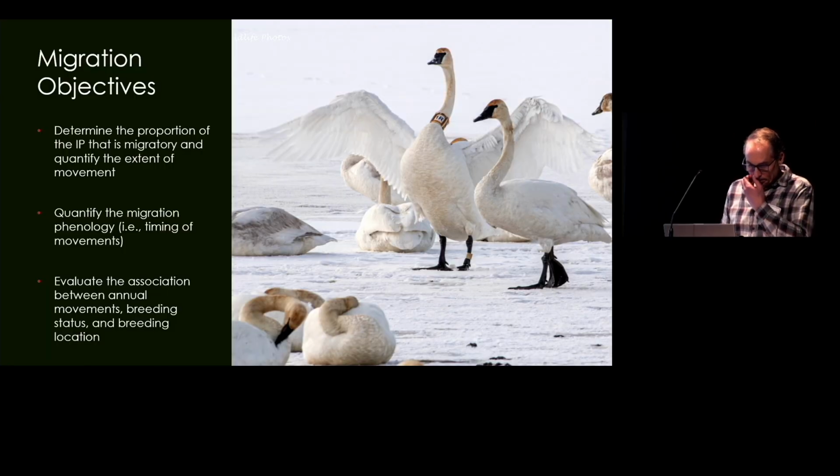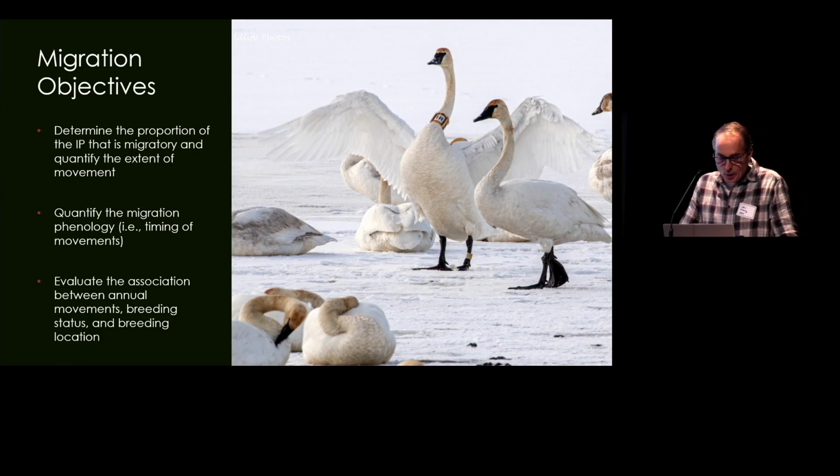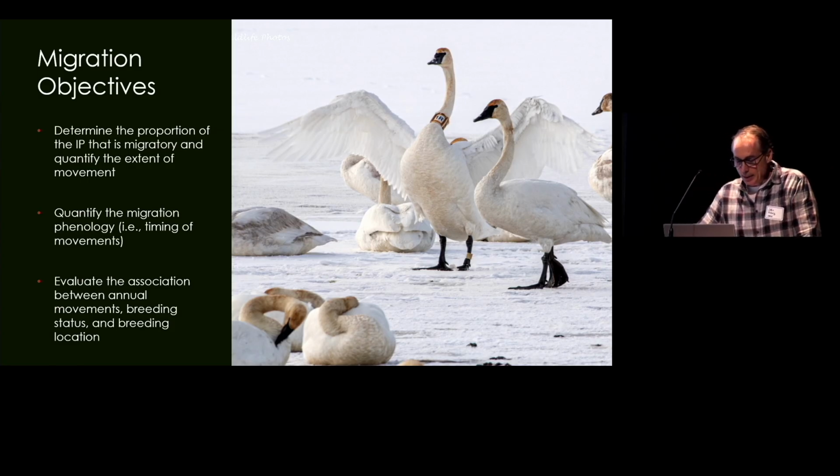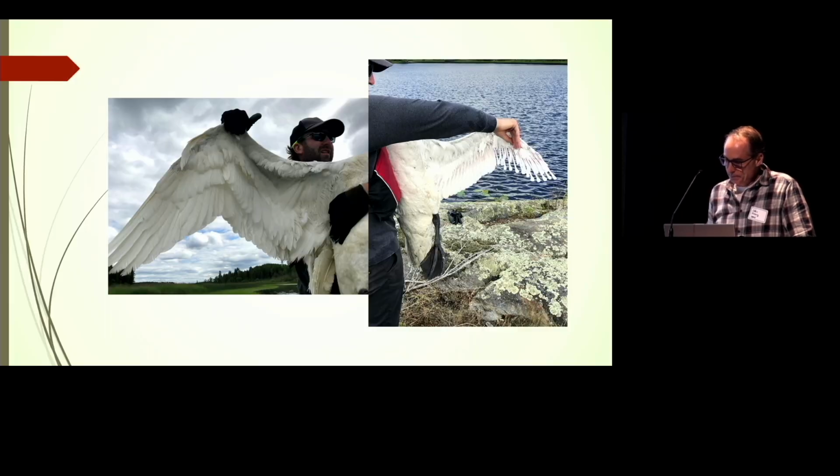Okay. So some of the goals here were we just wanted to know some basic ecology. What proportion of the interior population is migratory and what are the extents of their movements? We want to be able to quantify their migration phenology. When do they start moving away from their breeding areas, summer areas? And how do their movements differ depending on breeding status and the latitude of their summer locations or breeding locations.